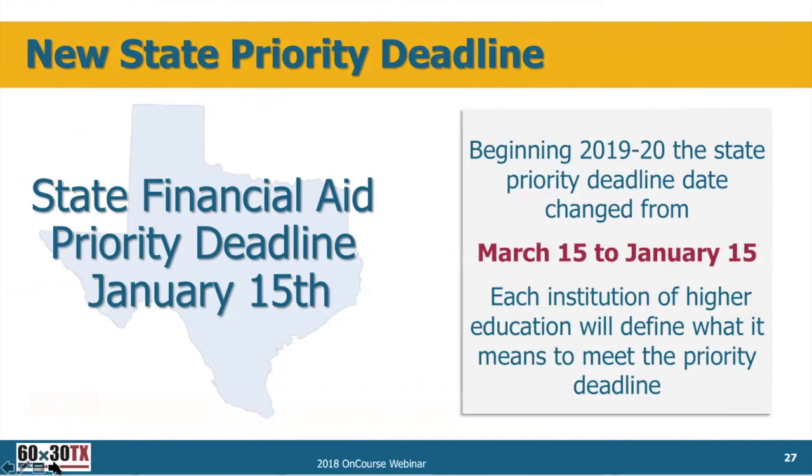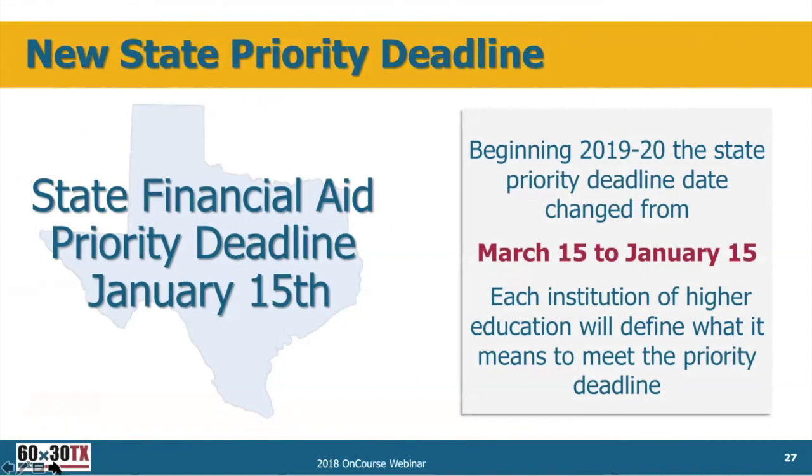What I want to stress here on financial aid priority deadline is that each school determines what it means to meet the deadline. So you may have school A that says that a student just has to submit the application, whereas another one says you have to be completely done with all your paperwork by that deadline. It's really a big difference between schools. So the student would need to follow up to know what the priority deadline is.